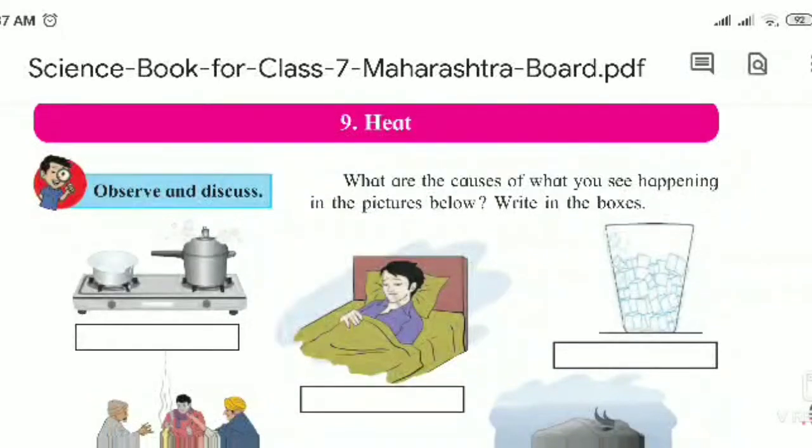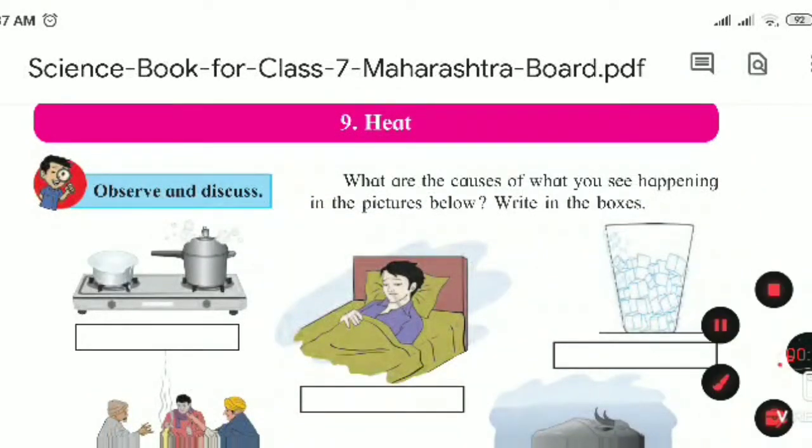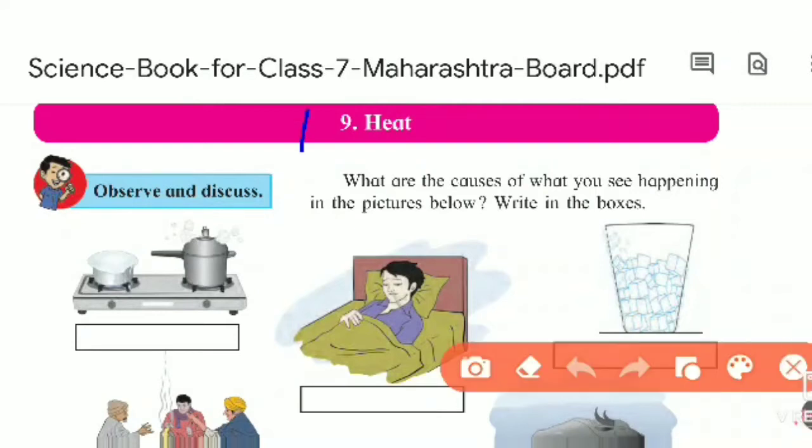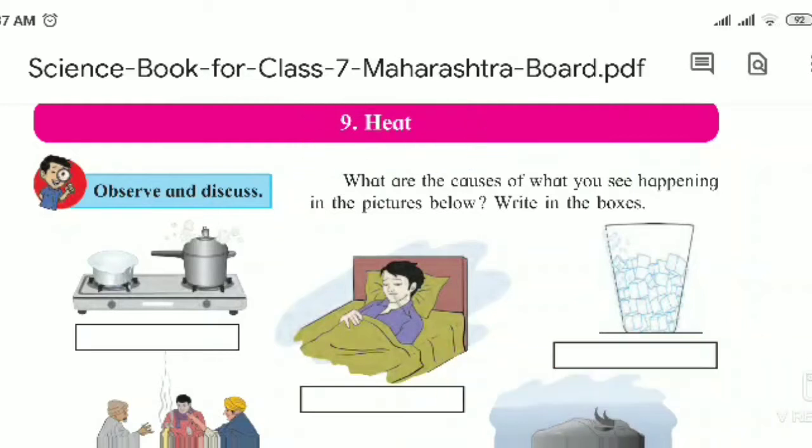Hello students, today we are going to start the new lesson. The name of the lesson is Heat. What is the name of the lesson? Heat. So we have to observe and discuss the points that are there.